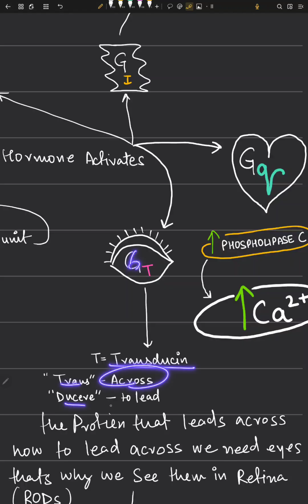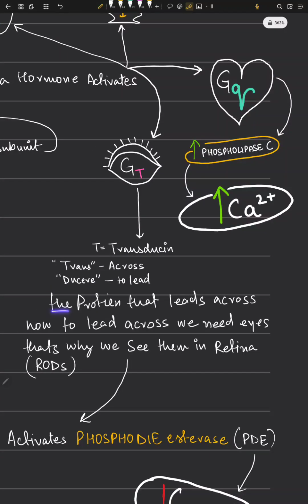Trans means across, ducin means to lead, so a protein that leads across. Now to lead across we need eyes. That's why we see them in the retina, especially in rods.